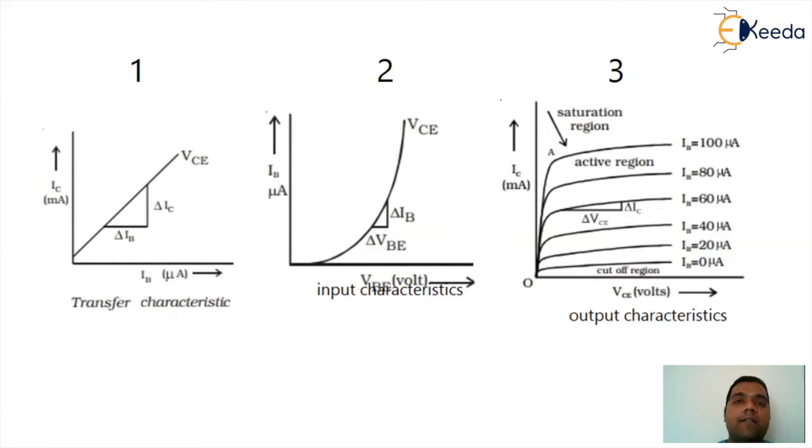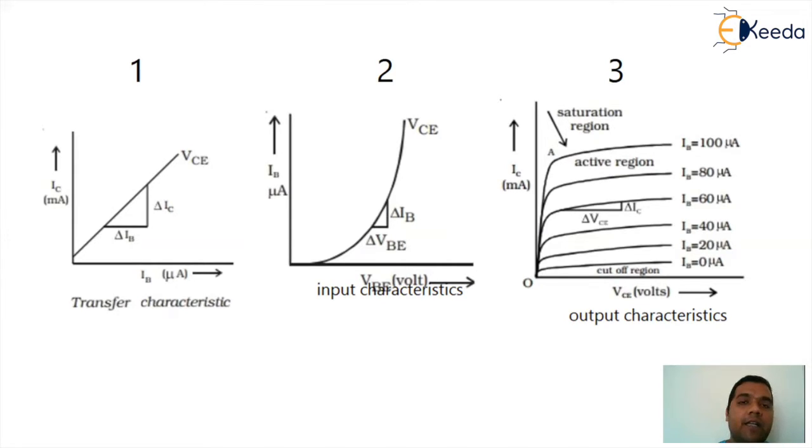The first characteristic is a relation between an input parameter and an input parameter, which is defined as the input characteristics. Output characteristics is a relation between an output parameter and an output parameter. And transfer characteristics is a relation between one output parameter and one input parameter.